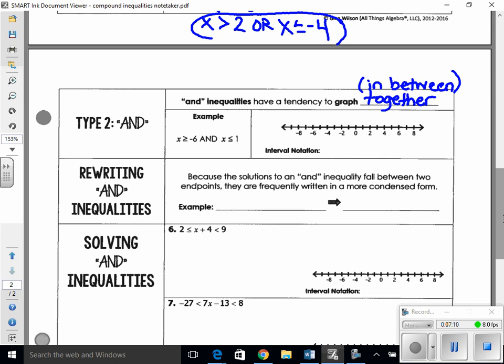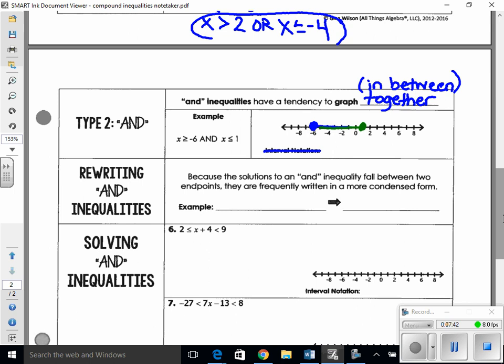So for example, the x is greater than or equal to -6. Well, here's -6. Okay, and greater than would go to the right. Then x is less than or equal to 1. Here's the 1, again a shaded in circle, and less than or equal to 1. So you're going to notice that they are shaded in between those 2 numbers. Right? And again, we are not doing the interval notation piece, so don't worry about that.